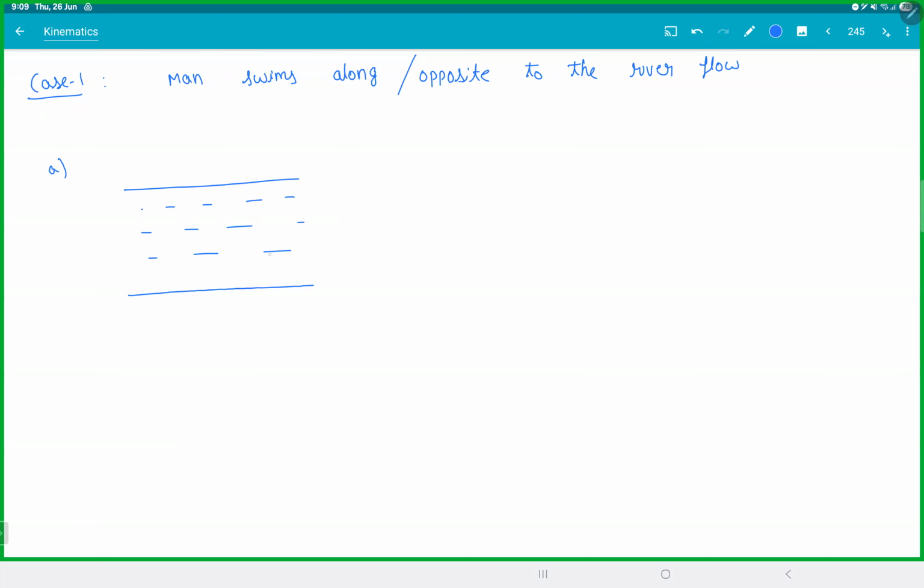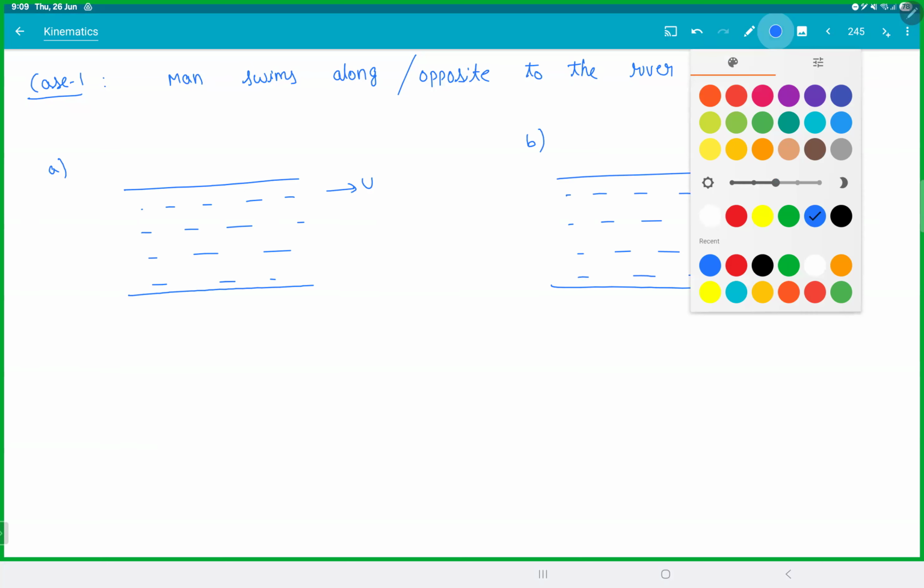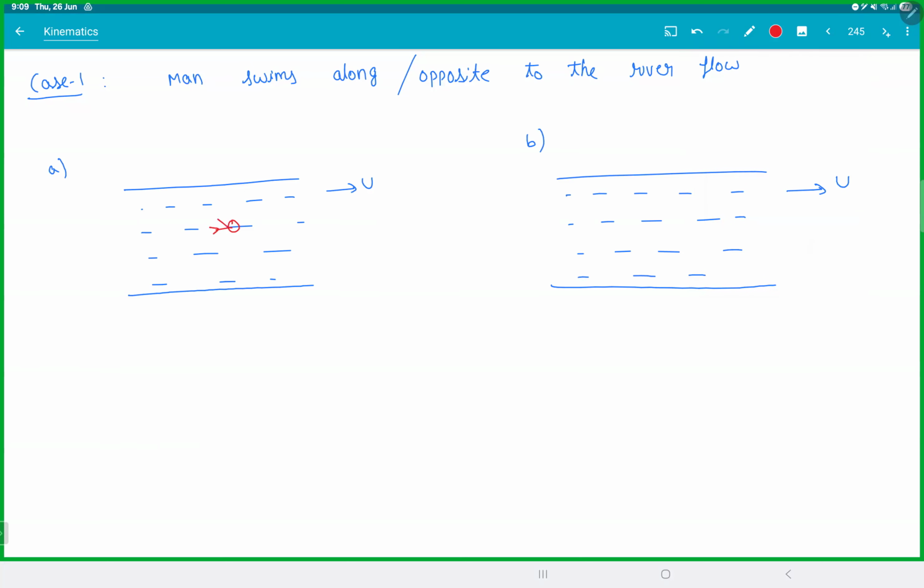So we got a river here and it is going with u. This man is trying to swim with v. So if there's a person on the ground observer, you know what he will think? He will think the velocity of the man as seen by the person on the ground is v plus u. Is that making sense?